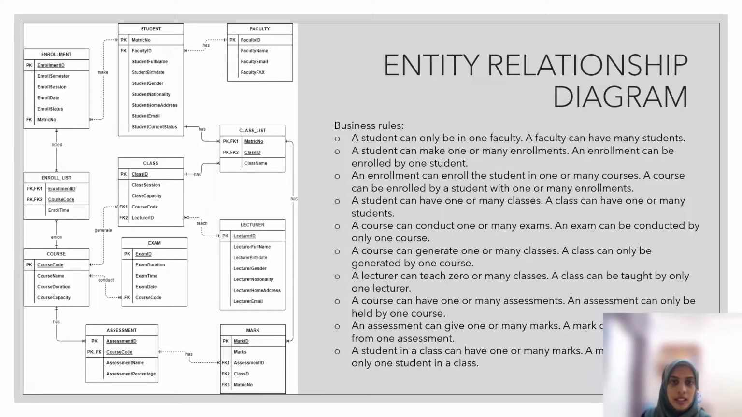So this is the ERD for our project, and the business rules are: a student can only be in one faculty, a faculty can have many students, a student can make one or many enrollments, an enrollment can be enrolled by one student, an enrollment can enroll the student in one or many courses, a course can be enrolled by a student with one or many enrollments.